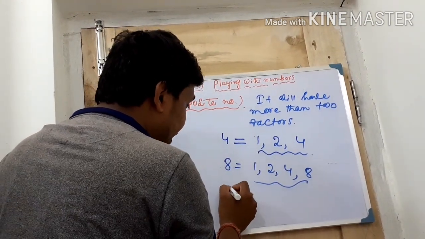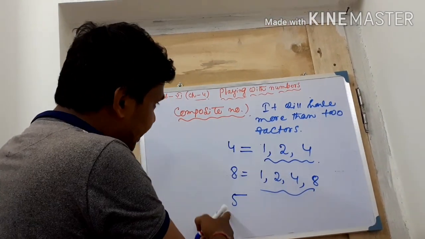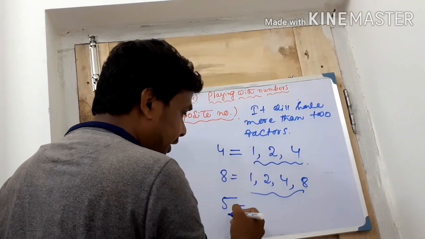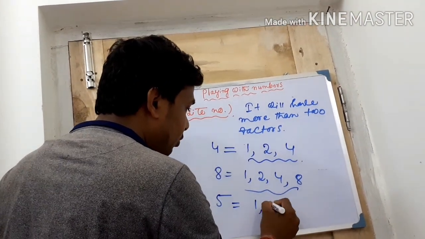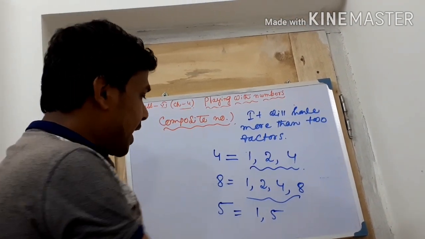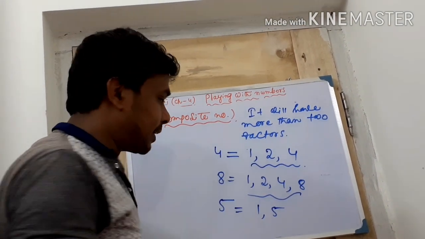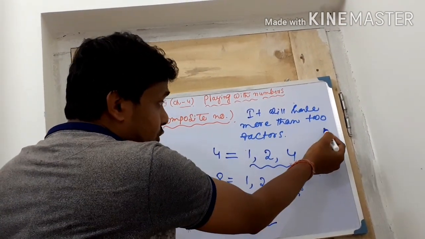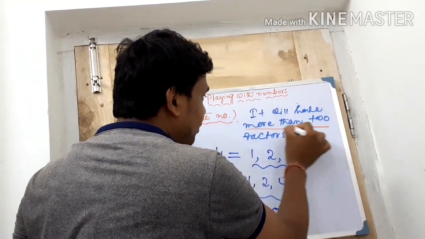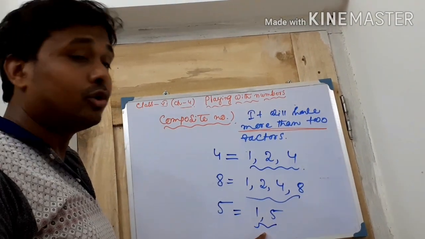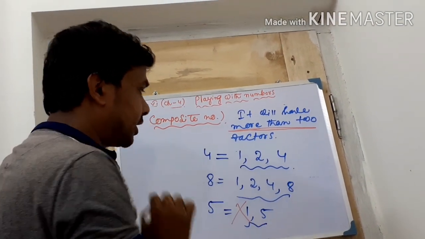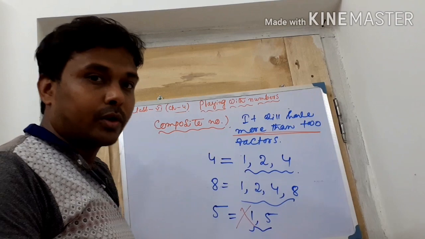Suppose you write down 5. Can you tell this one is a composite number? Definitely not, because the factors of 5 are 1 and 5. So 2 factors are there: one is 1, which is common for all, and the other is 5, the number itself. The factors should be more than 2, but here there are only 2. So that's why this is not a composite number. Okay, so these are the things. Okay, thank you.